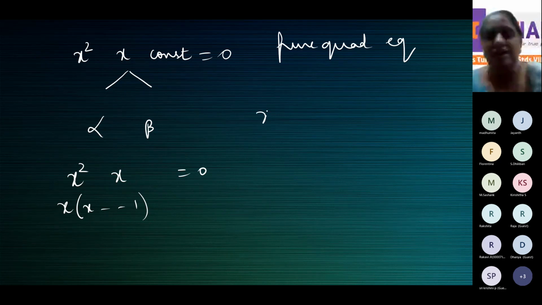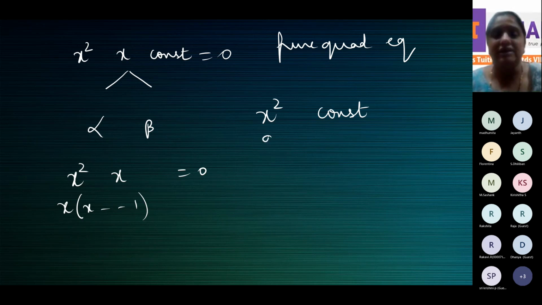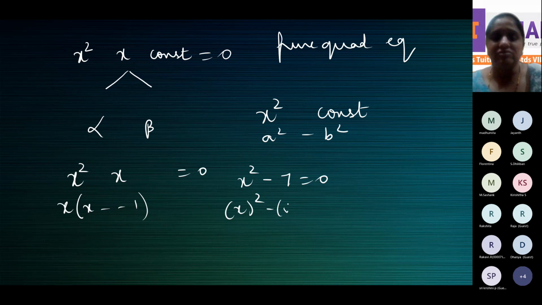The third case is when you have the x square term and the constant. So here we use the identity a squared minus b squared to factorize. A plus b into a minus b are the two factors. So supposing you have x squared minus 7 is equal to 0, then we say x the whole square minus root 7 the whole square is equal to 0. So we treat it as a difference of two squares, a square minus b square, which is a plus b into a minus b. So x plus root 7 into x minus root 7.